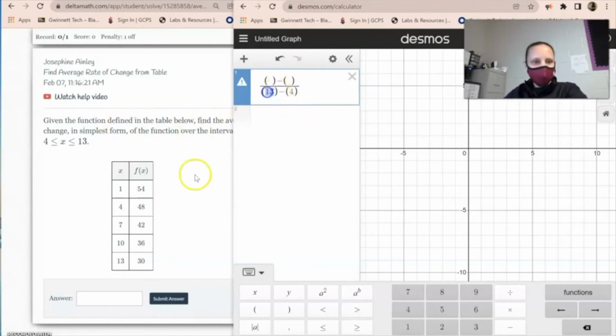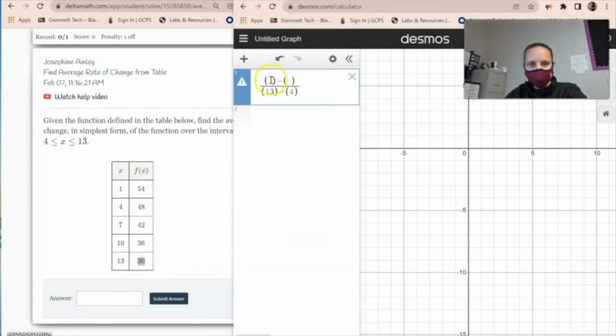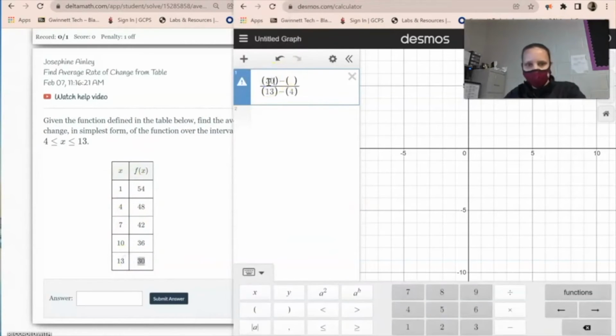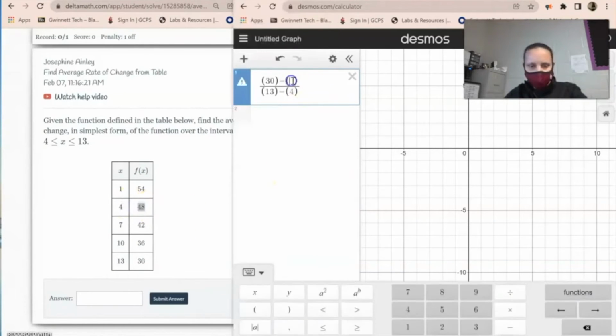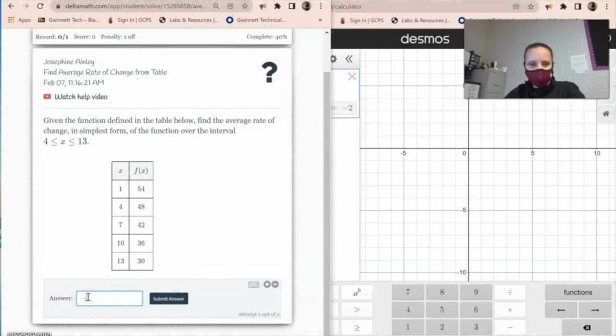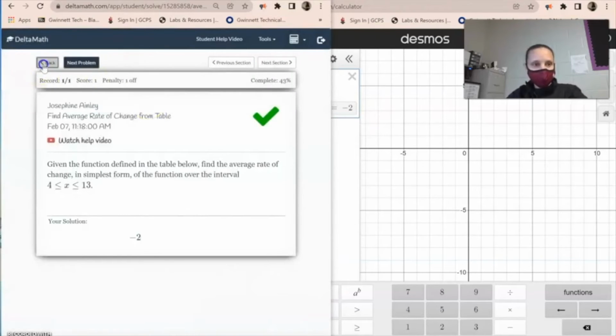So I'm going to go look for 13 in the table, right here. What's the y value? 30. So you're going to match that to 30. Then you're going to match 4. What are you going to match 4 to? 48. Once you put it in, that's your answer. You're done. All right, so that's from a table.